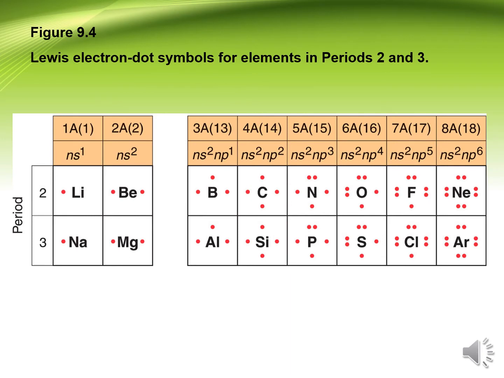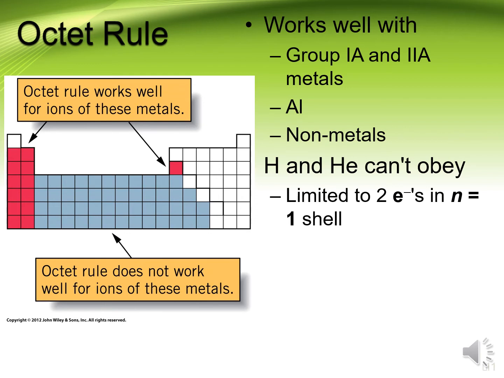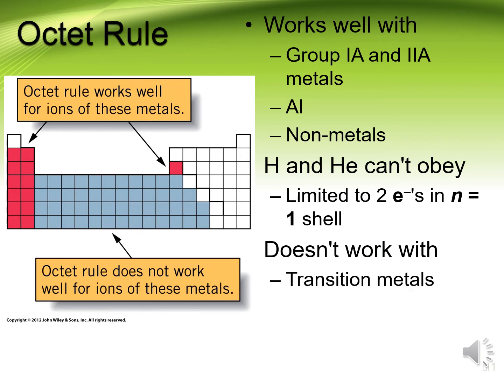For metal, the total number of dots equals the number of electrons it will lose to form a positive charge, while for non-metal, the total number of unpaired dots equals the number of electrons it will gain to form an ion, or the total number of electrons it will share to form covalent bonds. The octet rule states that when atoms bond, they gain, lose or share electrons to obey the octet rule, and it works well with group 1 and group 2 metals, but it doesn't work well with transition metals.